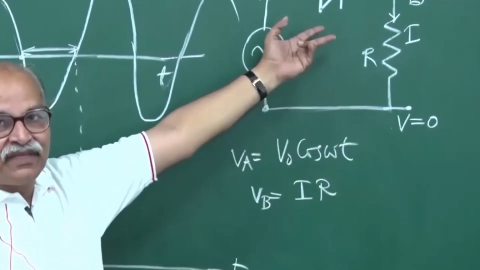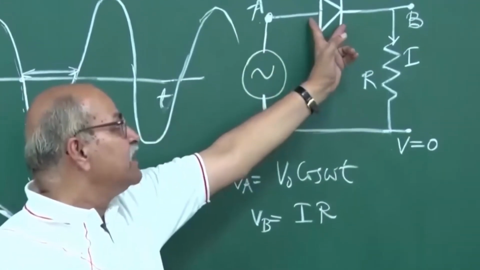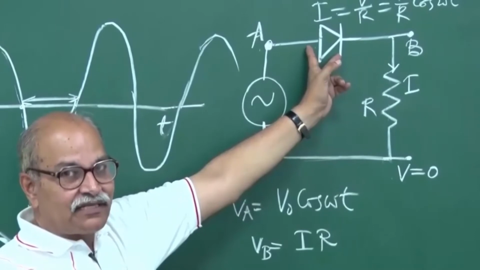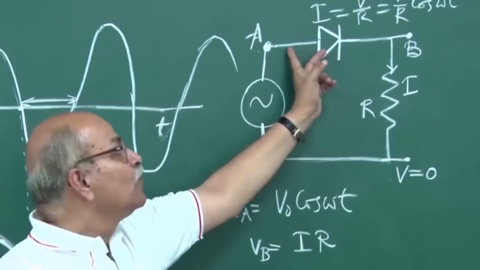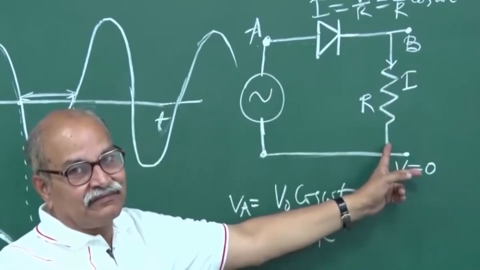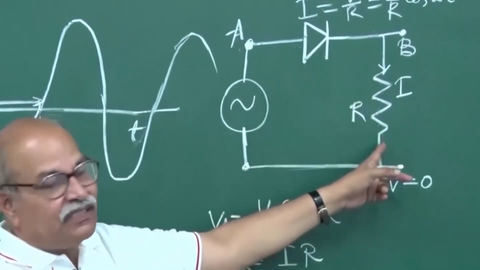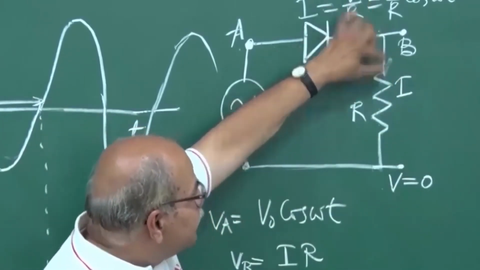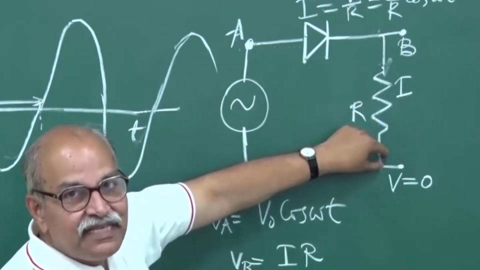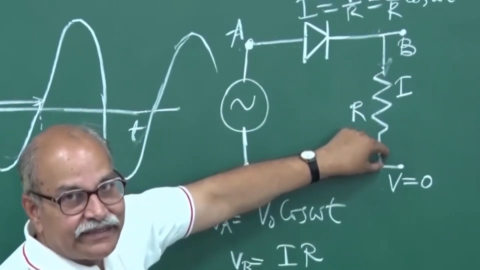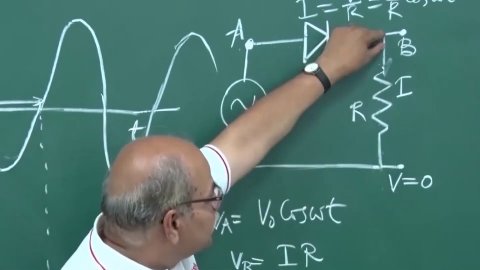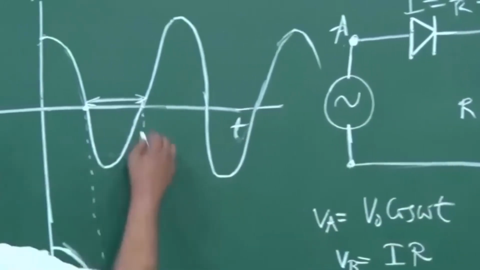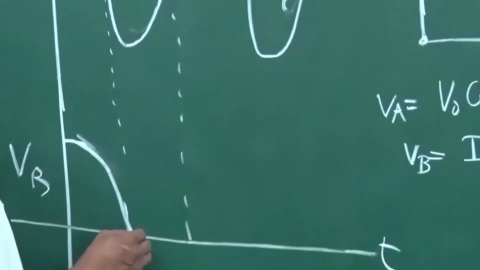This is reverse bias. If it offers very large resistance, which I call infinity, no current flows through this. So in that case I is 0, and the potential difference is I times R, which is 0. So the potential here is 0, here is 0, and here is 0. So VB will be 0. In this period, VB remains 0.